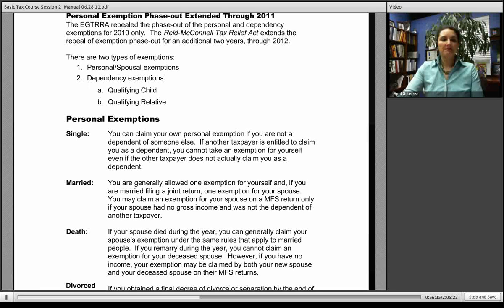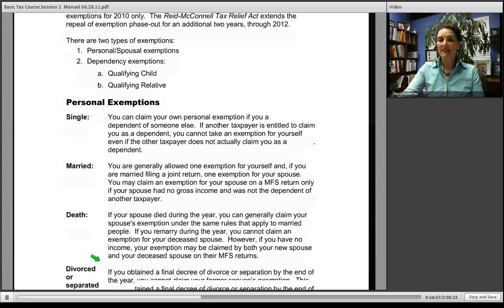Death. If your spouse died during the year, you can generally claim your spouse's exemption under the same rules that apply to married people. If you remarry during the year, however, you cannot claim an exemption for your deceased spouse. However, if you have no income, your exemption may be claimed by both your new spouse and your deceased spouse on their married filing separate returns.